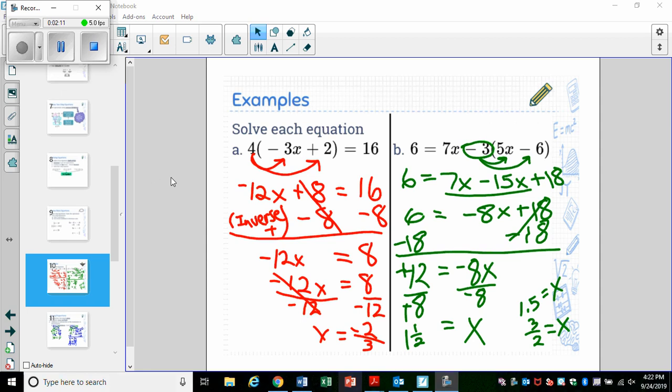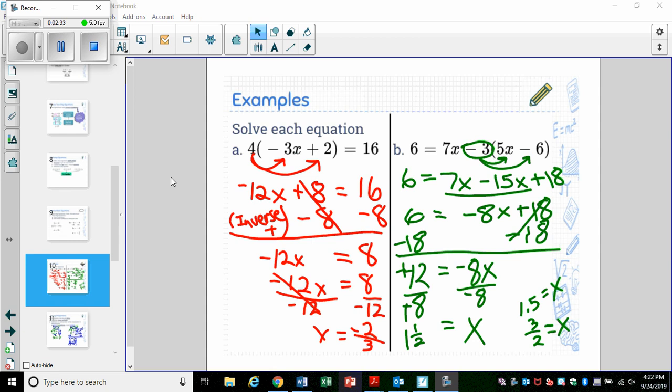This was a couple of the problems we did in class. So for problem A, distribute. So 4 times -3x gives us -12x. 4 times 2 gives us 8. So we started with -12x plus 8 equals 16.